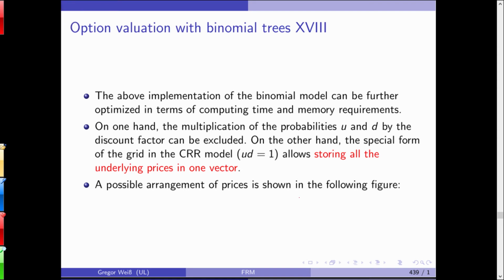Okay. Now you can improve this. On the one hand, you can see that the probabilities U and D times the discount factor can be excluded and done before the program. On the other hand, you can also use this special property of the Cox-Ross-Rubinstein model that actually U times D is equal to 1, or U is equal to 1 over D, so that you do not need a matrix to store all this information. You can actually use a vector.